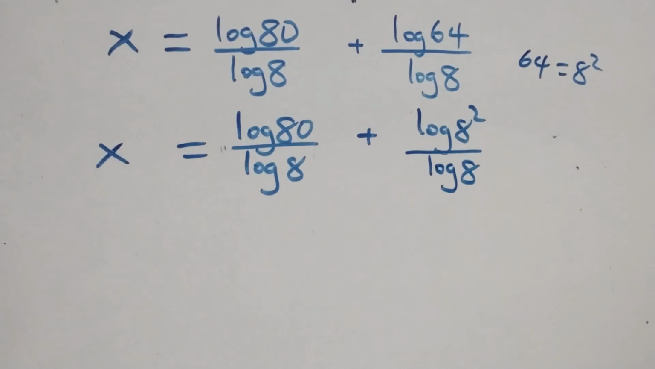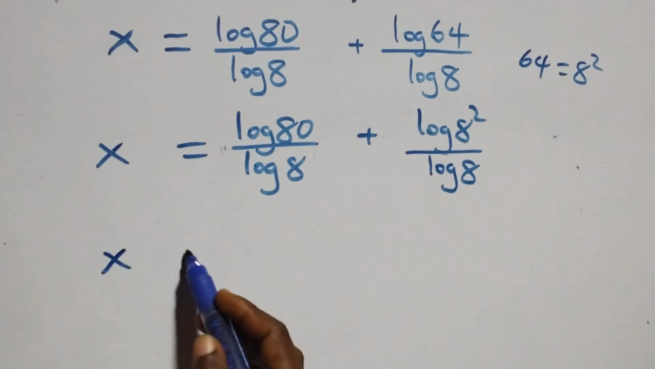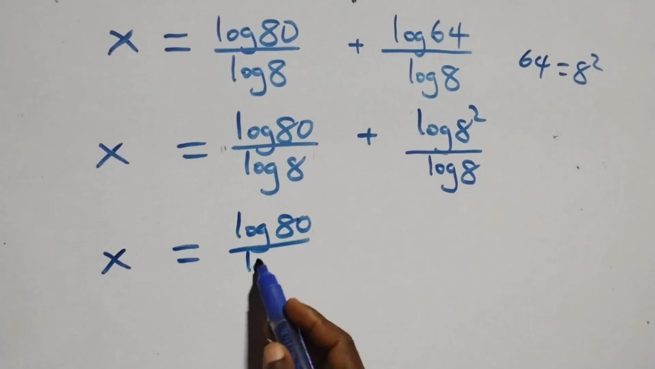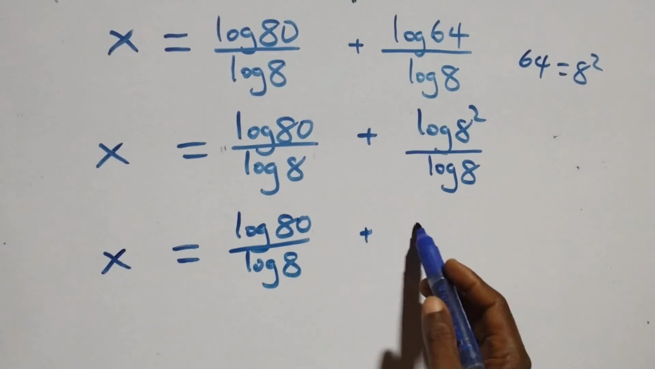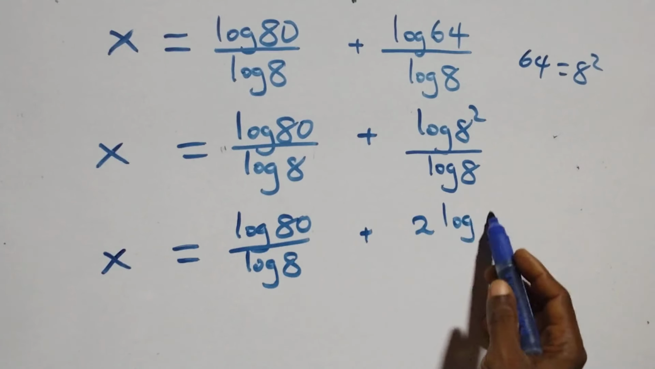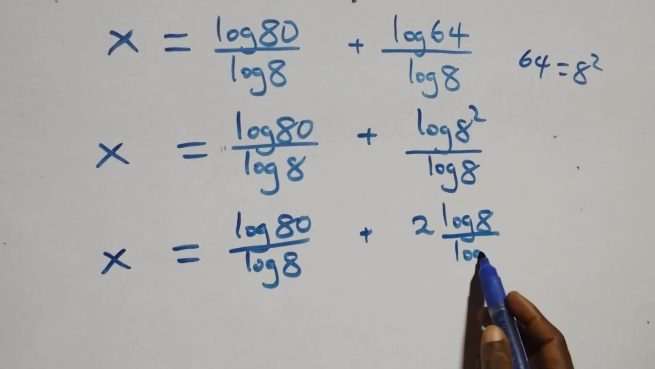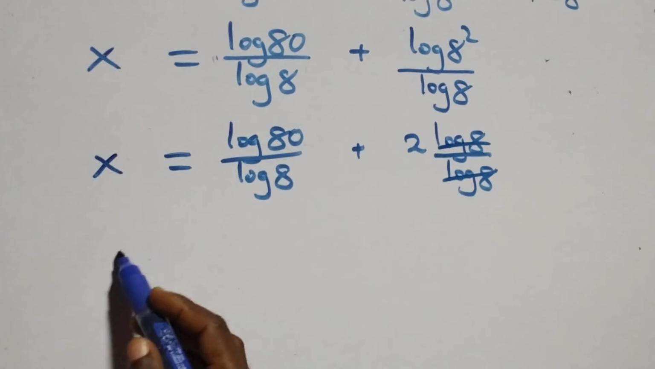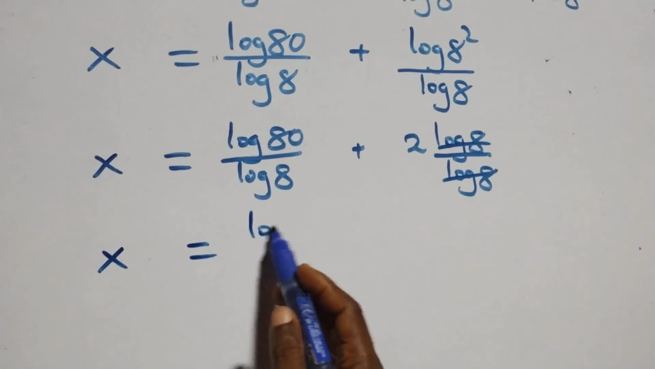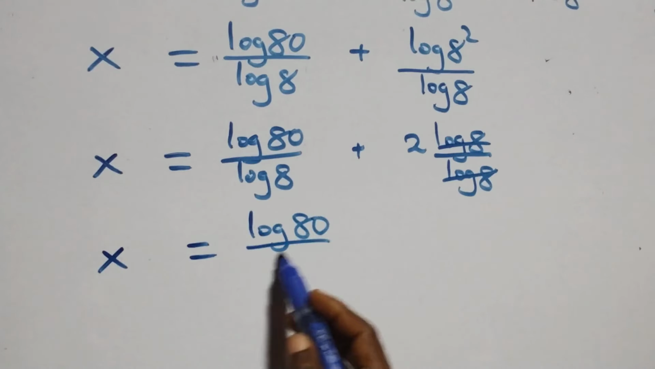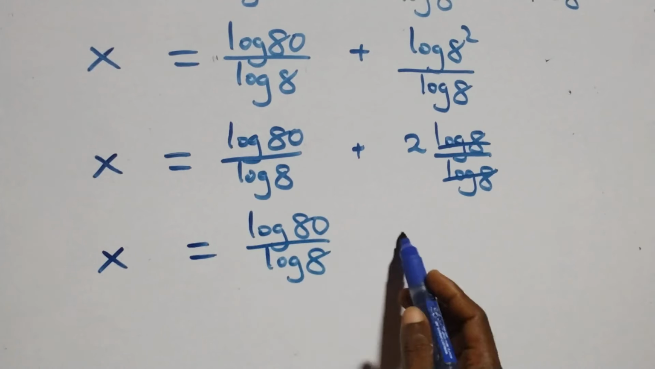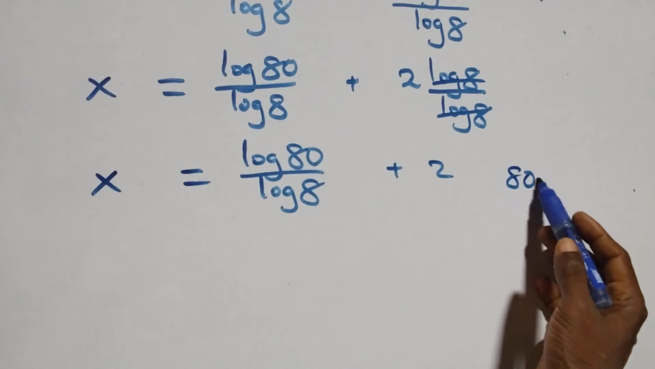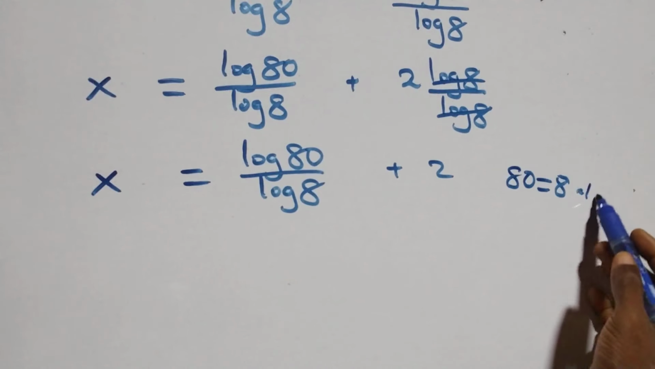That is, we apply the power law of logarithm. 2 comes here and we have x equals log 80 over log 8 plus 2 log 8 over log 8. Then here log 8 cancel each other. We have 2 left here, which implies x equals log 80 over log 8 plus 2.